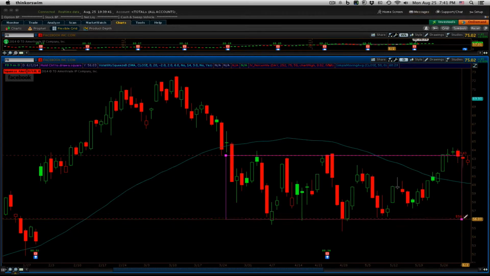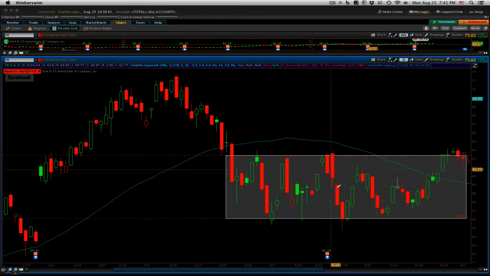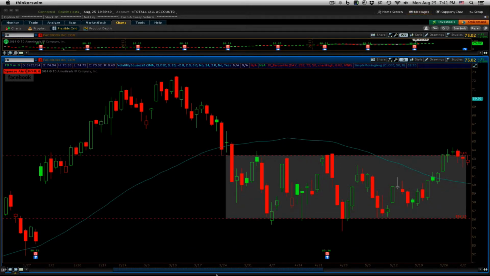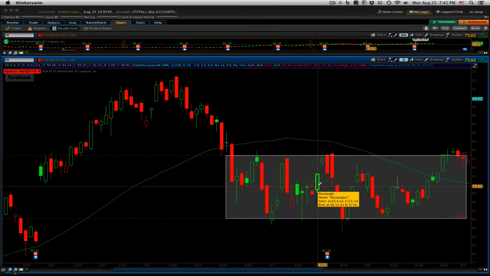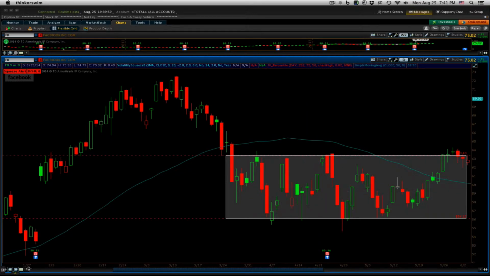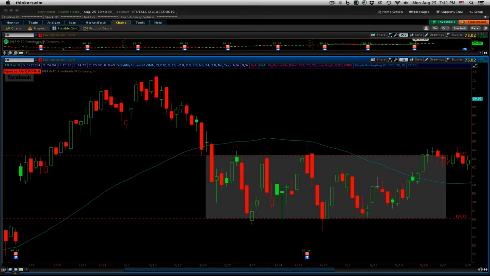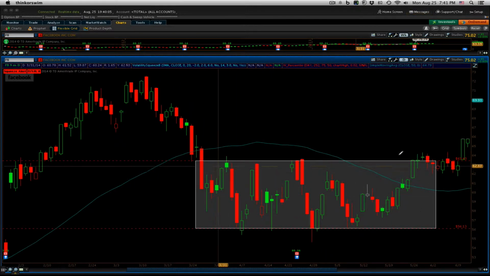I consider anywhere price is bouncing between support and resistance, this gray box, to be consolidation. This is what we do in the weekend update. We go through all our charts and prepare them with support, resistance, and the consolidation. The next thing is we watch that chart until we get a breakout.